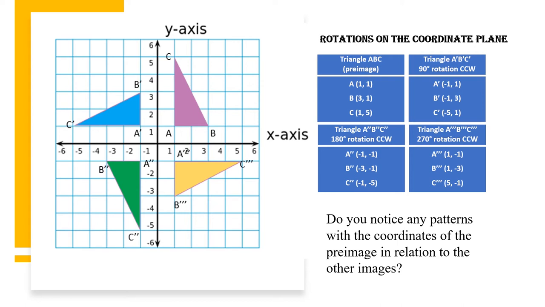So over here to the right, you'll see triangle A prime, B prime, C prime after a 90 degree rotation. A double prime, B double prime, C double prime after a 180 degree rotation. And then our triple primes after a 270 degree rotation. I want you to look closely at the numbers you see in these ordered pairs. What do you notice about every number in relation to the pre-image?